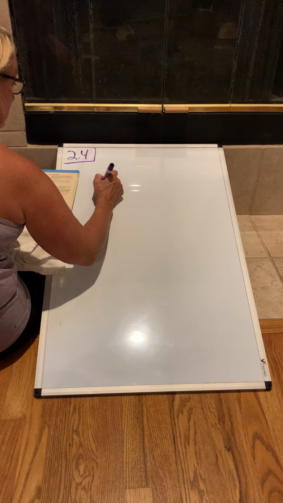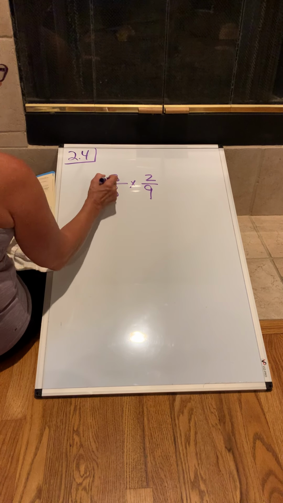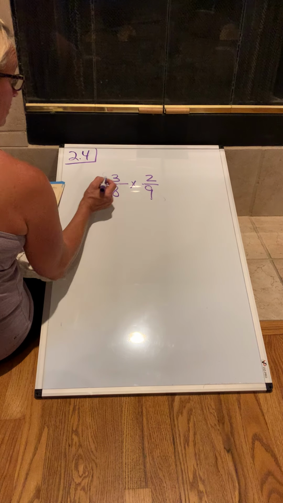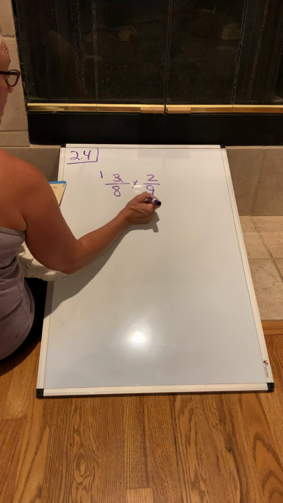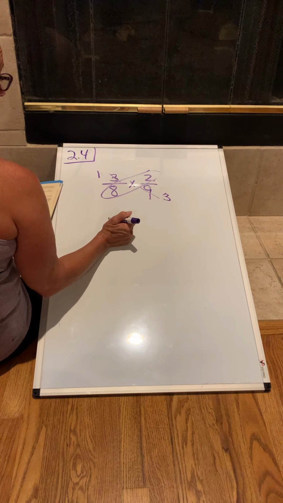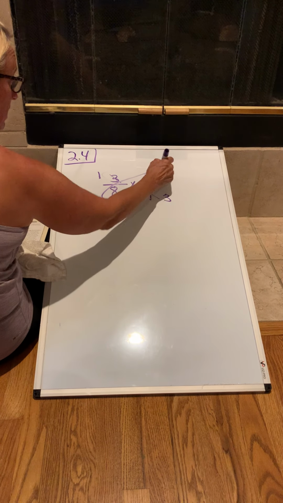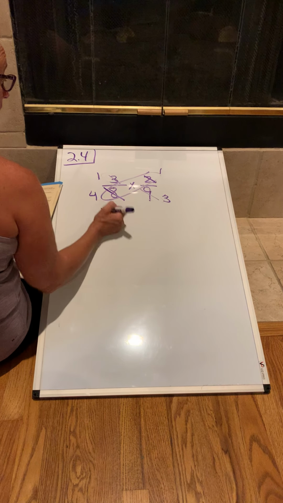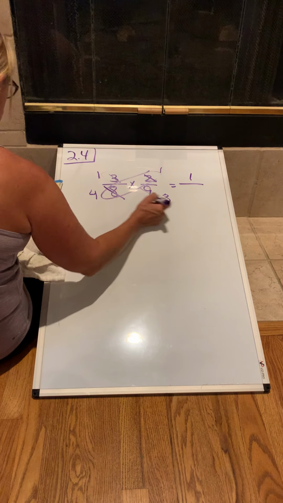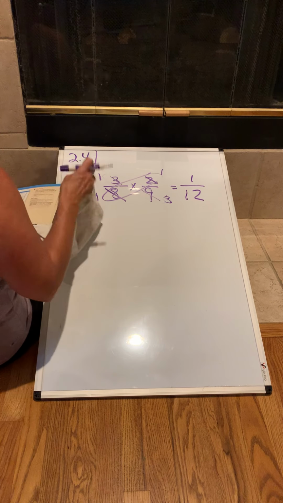We have 3/8 times 2/9. So we look at 3 and 9. The greatest common factor of 3 and 9 is 3. So 3 divided by 3 is 1. 9 divided by 3 is 3. Then we look at 2 and 8. The greatest common factor of 2 and 8 is 2. So 2 divided by 2 is 1. And 8 divided by 2 is 4. Now I multiply straight across. 1 times 1 is 1. 4 times 3 is 12. So I get 1/12. Okay?